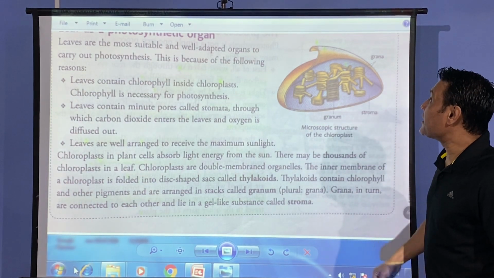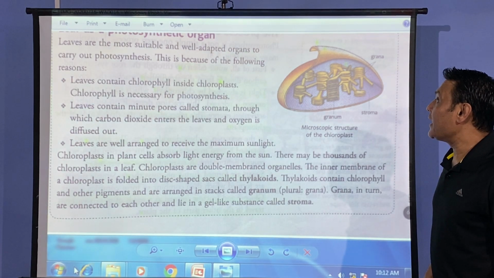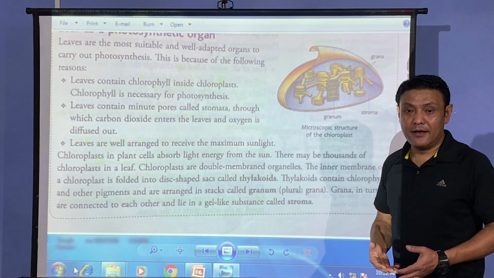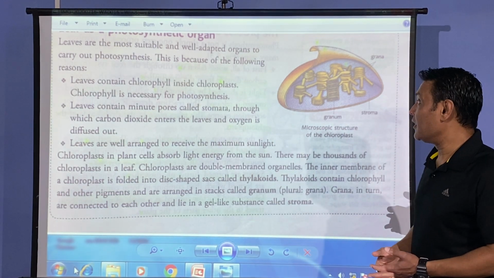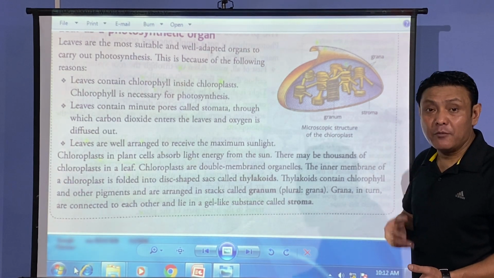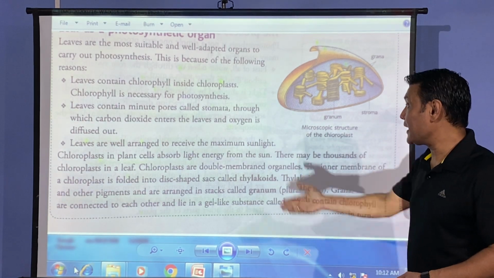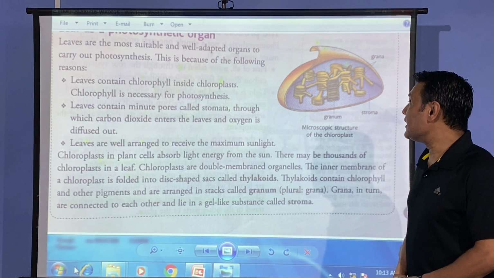Now, leaves are the most suitable and well adapted organs to carry out photosynthesis. This is because of the following reasons. Now, why does photosynthesis take place in the leaves? Or rather, why are the leaves most suitable and well adapted for photosynthesis? Number one, you can see it on the screen. Leaves contain chlorophyll inside the chloroplast.